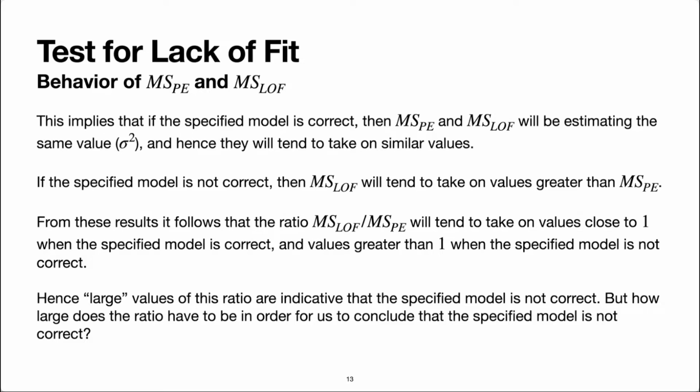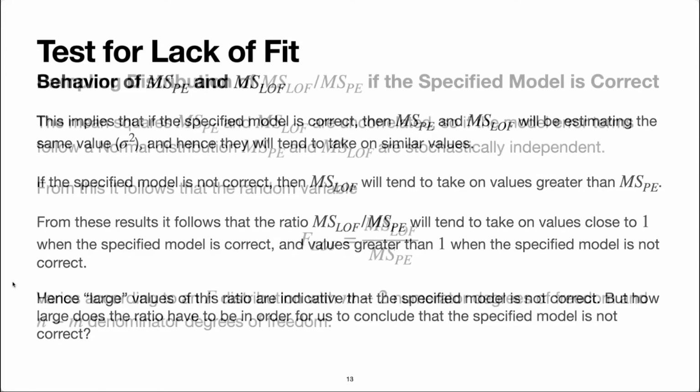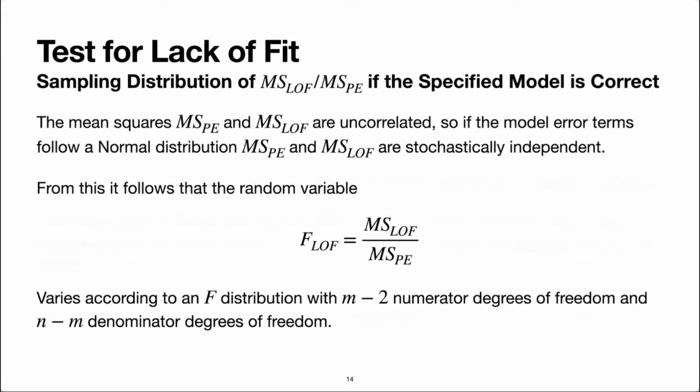And in particular, for the purpose of coming up with a cutoff point or a critical point for the test, we would have to know the sampling distribution of this ratio under the conditions of the null hypothesis. Now, the sum of squares for pure error and the sum of squares for lack of fit partition that sum of squares for error. And because of that, the mean squares for pure error and the mean square for lack of fit are uncorrelated. And because they are uncorrelated, if the model error terms are normally distributed, then the mean square for pure error and the mean square for lack of fit are stochastically independent as well.